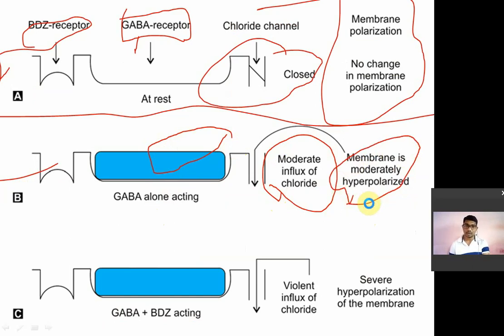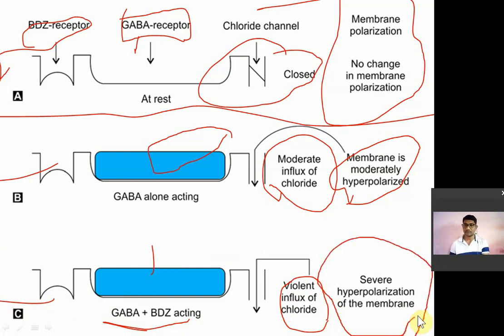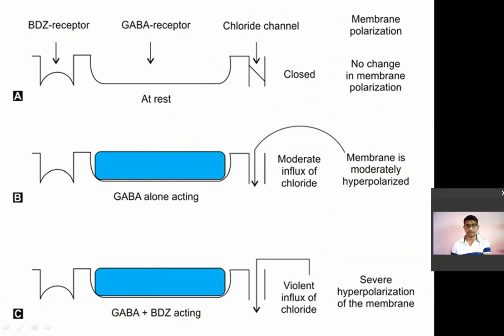But now in case of diazepam plus GABA, so benzodiazepine drug plus GABA receptor, साथ में. When benzodiazepine drug plus GABA receptor combine, there is formation of a GABA plus benzodiazepine drug complex. When this complex is formed, there is a violent influx of chloride ions. मतलब क्या होगा, इसमें ज़्यादा chloride ion inside the cell जाएगा. So there will be severe hyperpolarization of post-synaptic membrane and that will lead to depression or hypnosis.